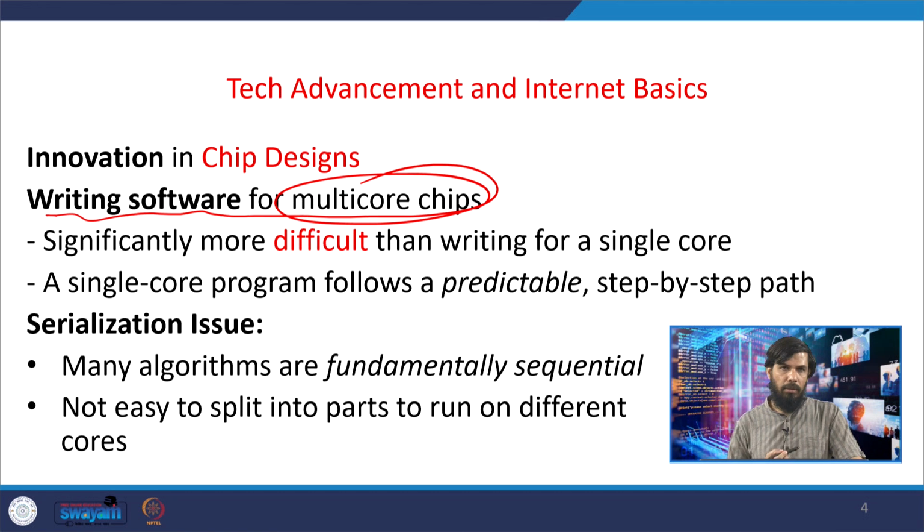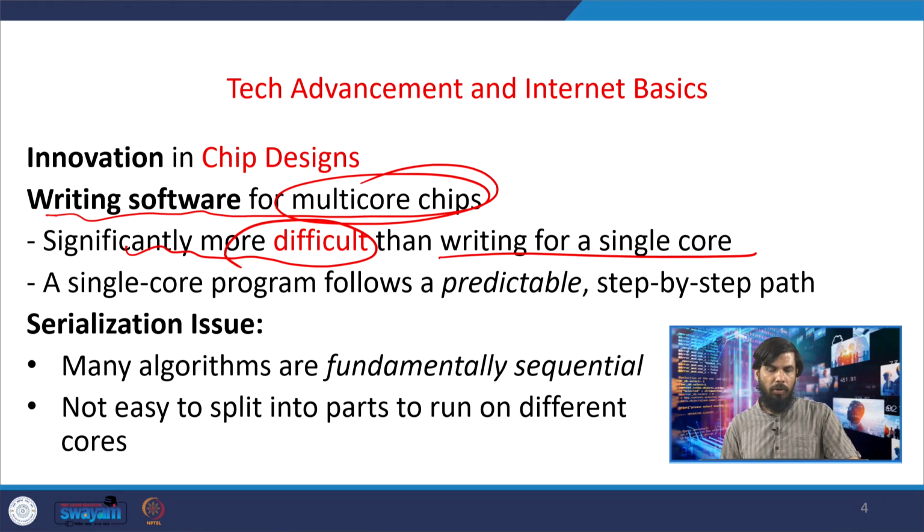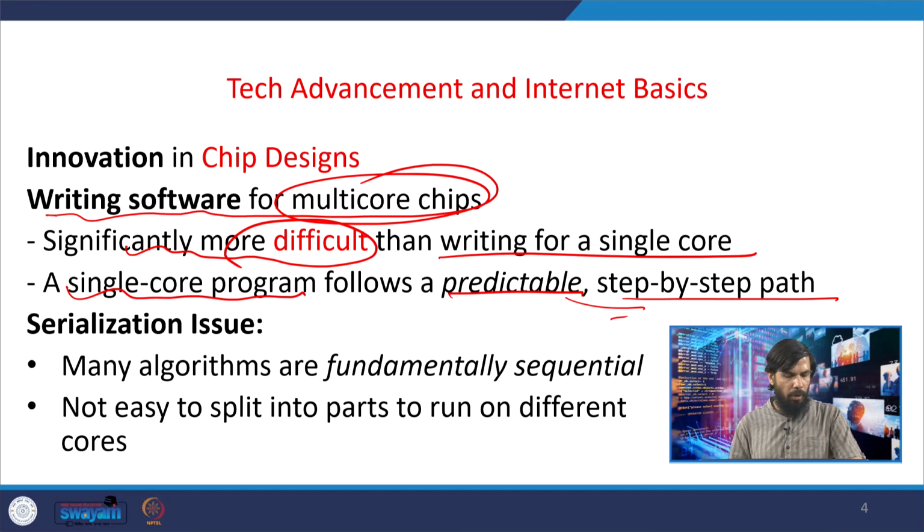Now, writing software which can exploit the capabilities of multi-core chip architecture is significantly more difficult than writing software for single cores. There are a number of reasons that we will talk about for why writing software for multi-core chips is so different. A single core program follows a predictable step-by-step path, so everything is very well defined. Writing software for a single core chip is much easier when we compare this with the multi-core scenario. So let us talk about the multi-core scenario.